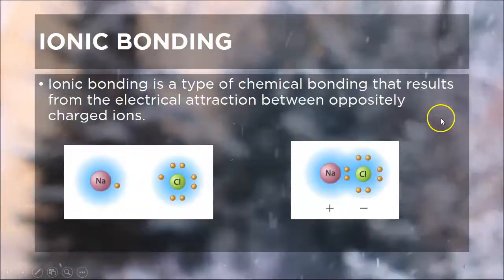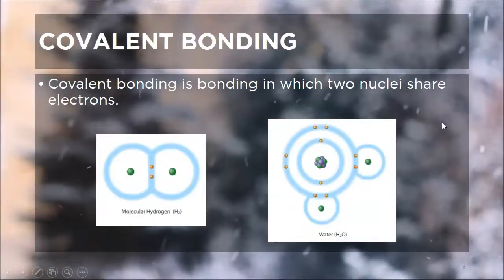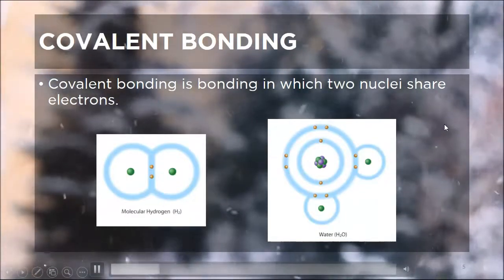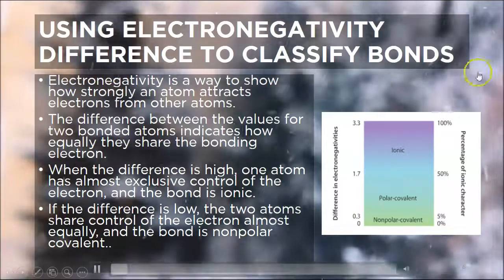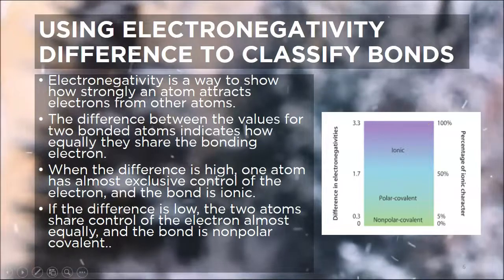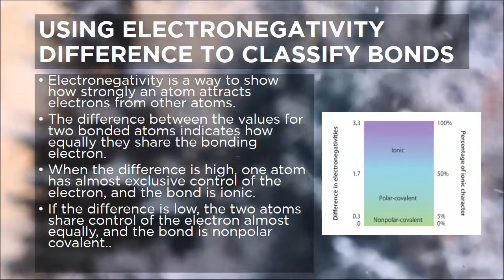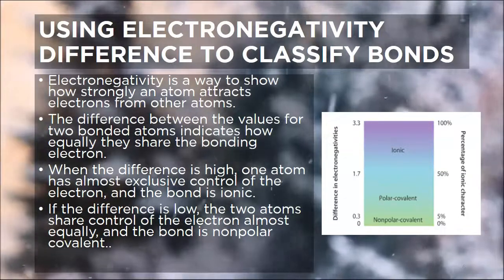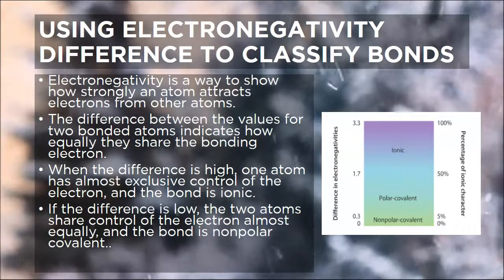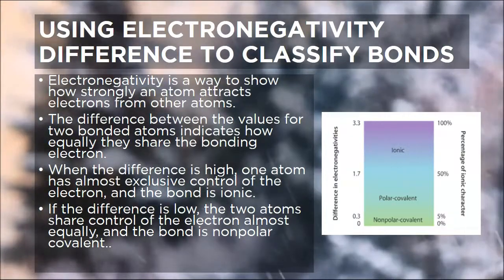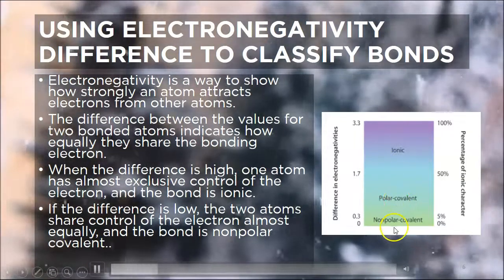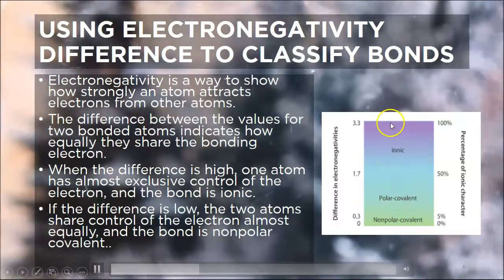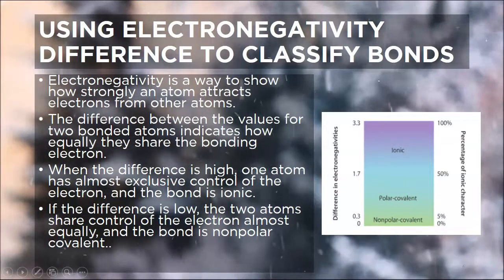So hopefully you see the difference between ionic and covalent, where ionic is more of a give and take relationship, whereas covalent is more of a sharing relationship. And there's not really one clear type or the other all the time. So what we're going to do is classify them based on electronegativity. You can see rather than solid colors, we see a gradient going from covalent into ionic.